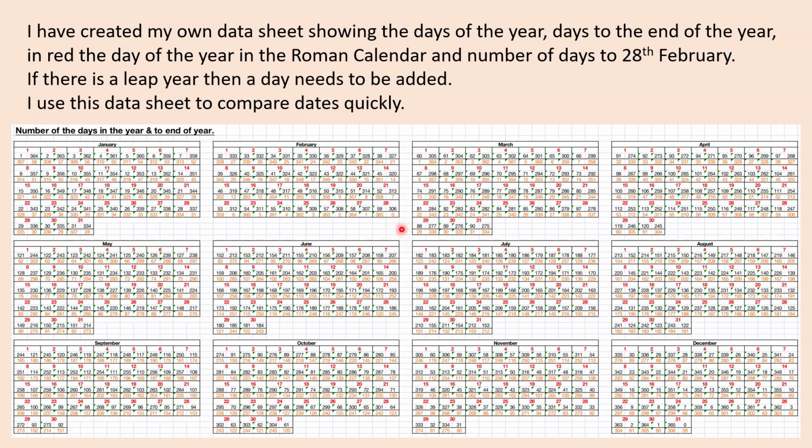So if you remember on my 23rd of March, obviously there's day 82 in the normal calendar, and it's the 23rd day in the Roman calendar, i.e. from the 1st of March. And that's how many days left until the end of that Roman year. So I use this very quickly to compare dates and numbers.